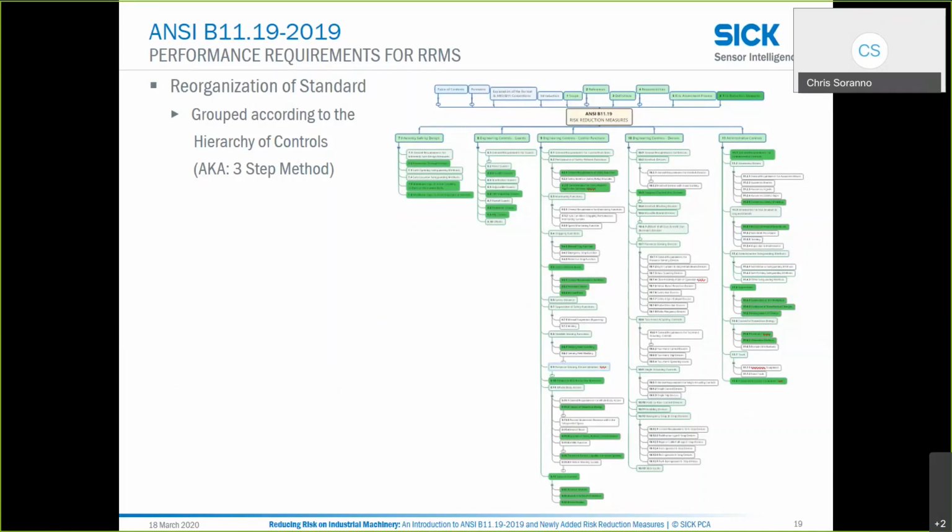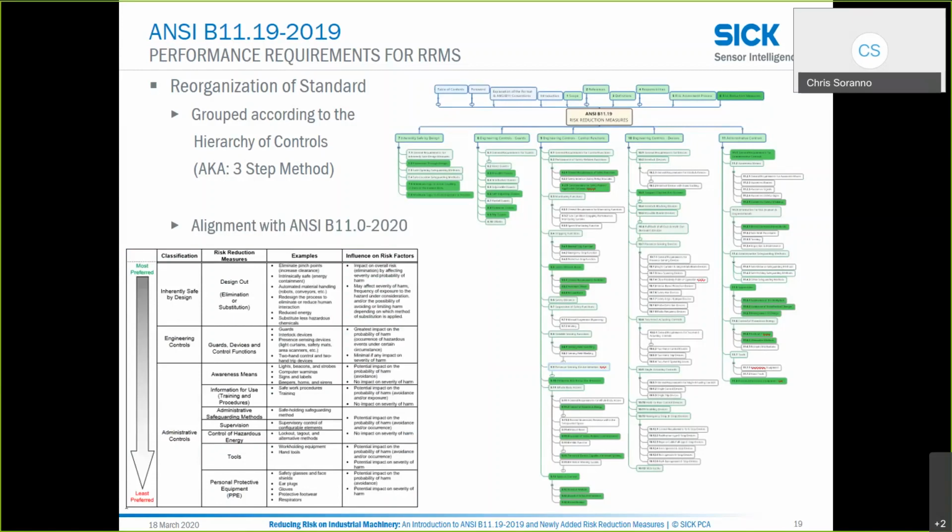What I do want to point out is all the boxes highlighted in dark green are all additional content that were added to the standard that was not there before. But also structurally, this is a nice visual to show how it's now aligned with the three-step method or the hierarchy of controls that is now incorporated into B11.0. So not only do they work well together, but they follow the same format, the same structure, and so it, I believe, makes it easier to go from one document to the other seamlessly.